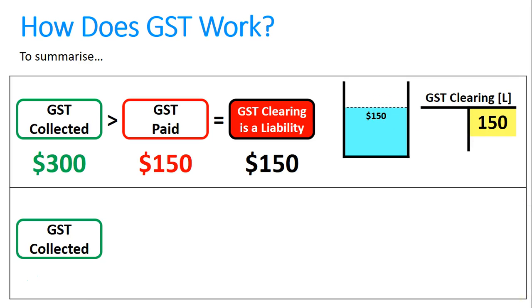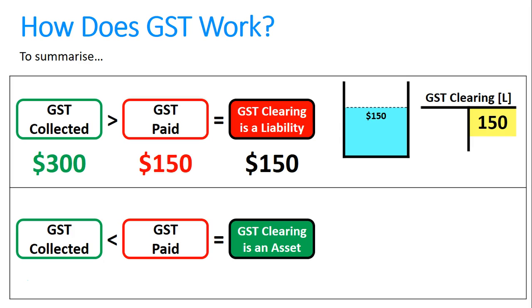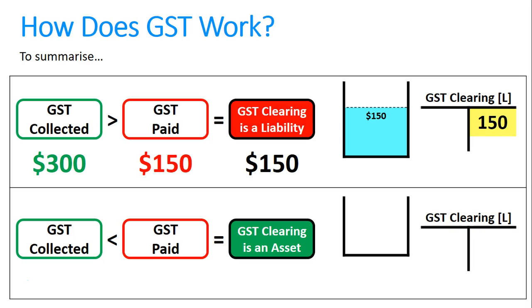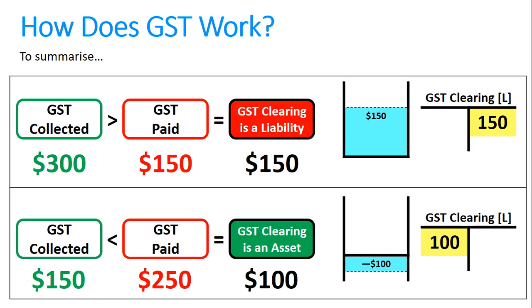But sometimes businesses collect less than they actually pay in GST. That actually means the GST clearing account will be an asset. So, for example, if we collected $150 and paid $250, we actually have an asset of $100, and the GST is not a liability on the credit side. It's actually an asset on the debit side, and we don't owe money. We're actually going to get money back from the government.